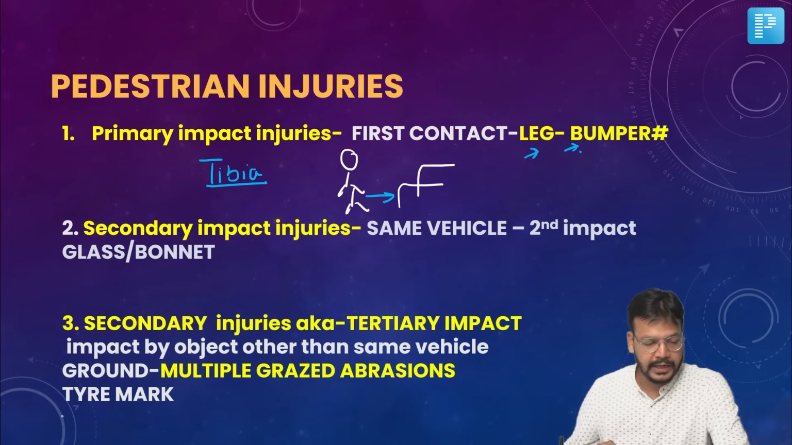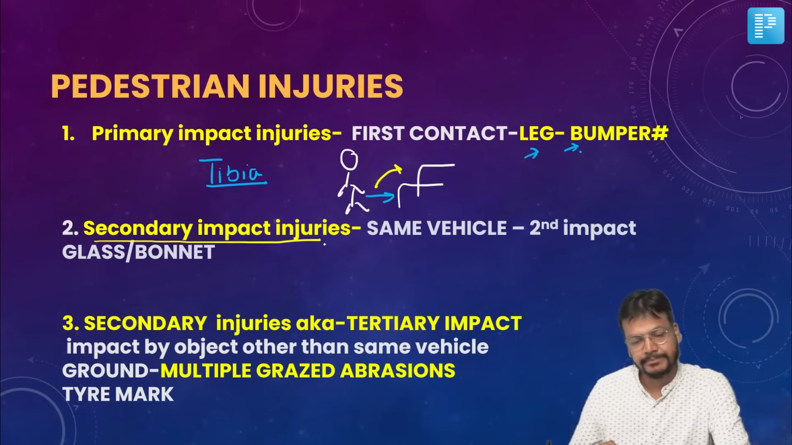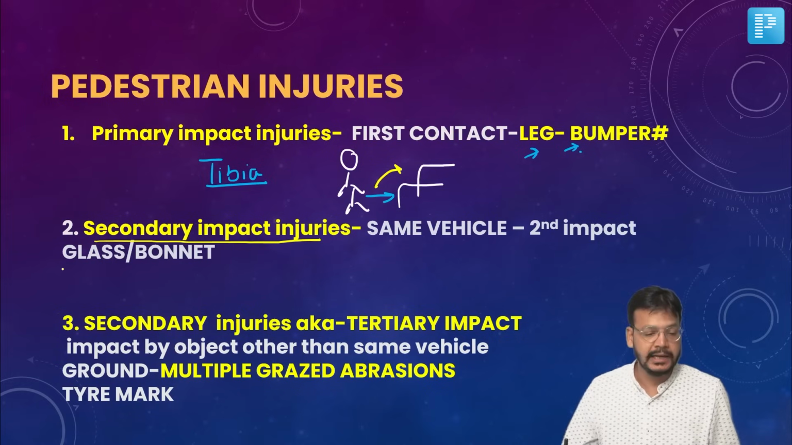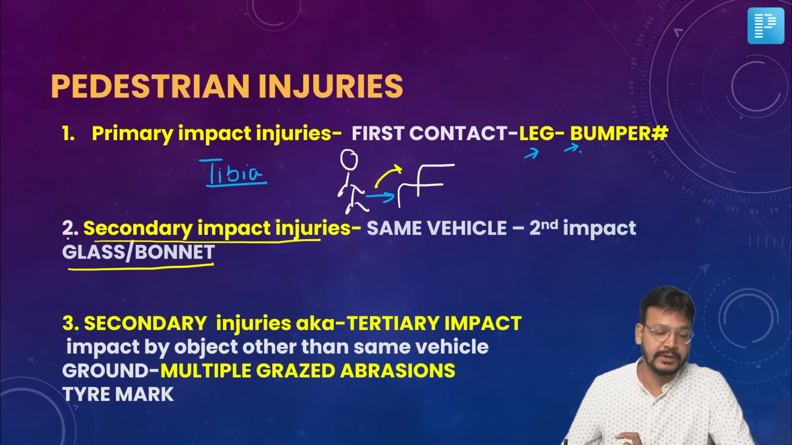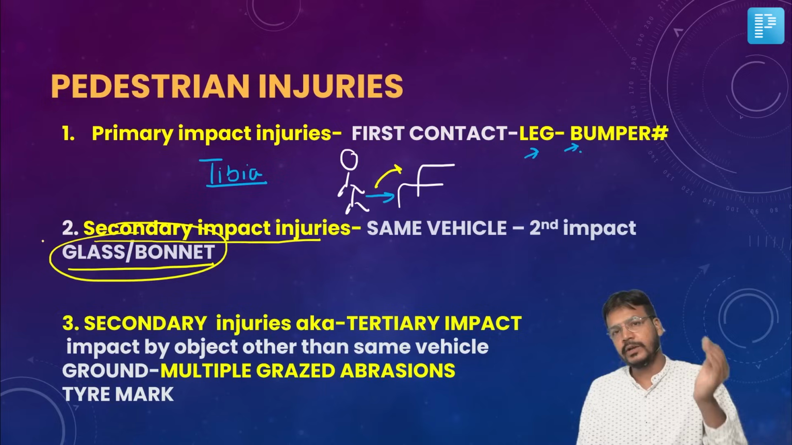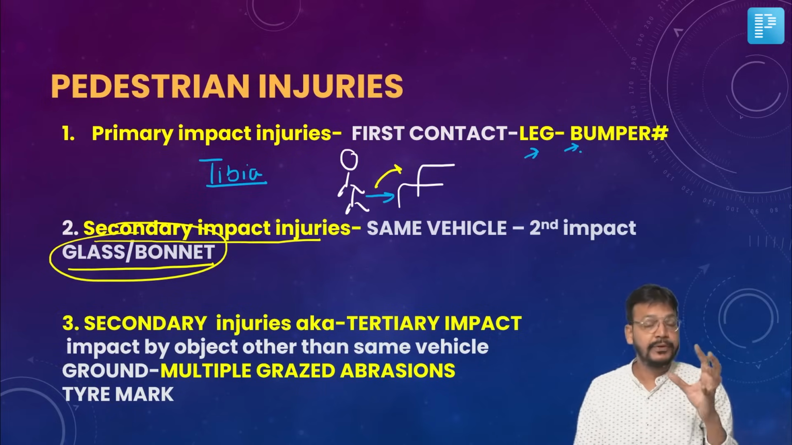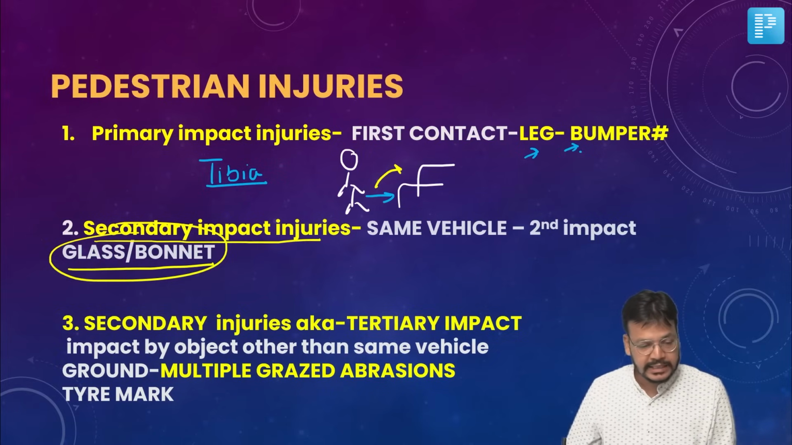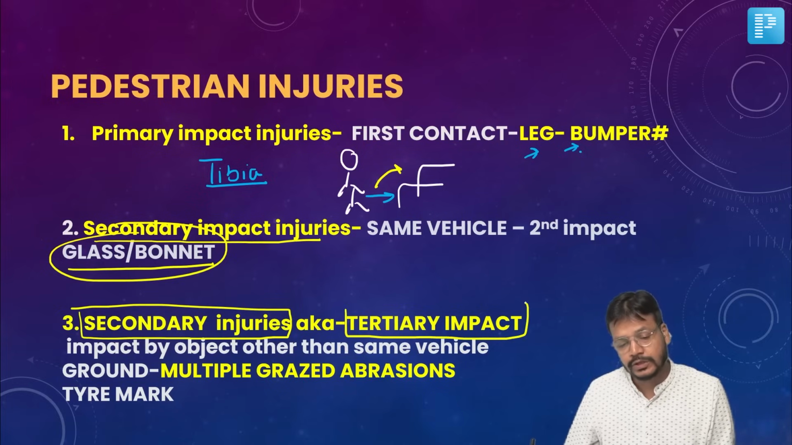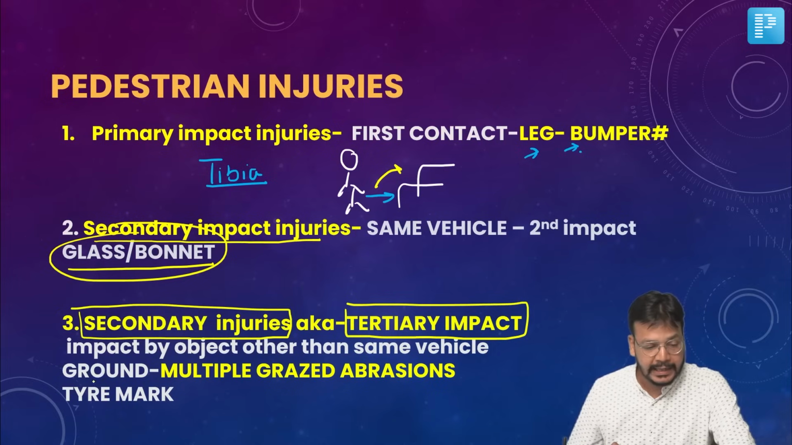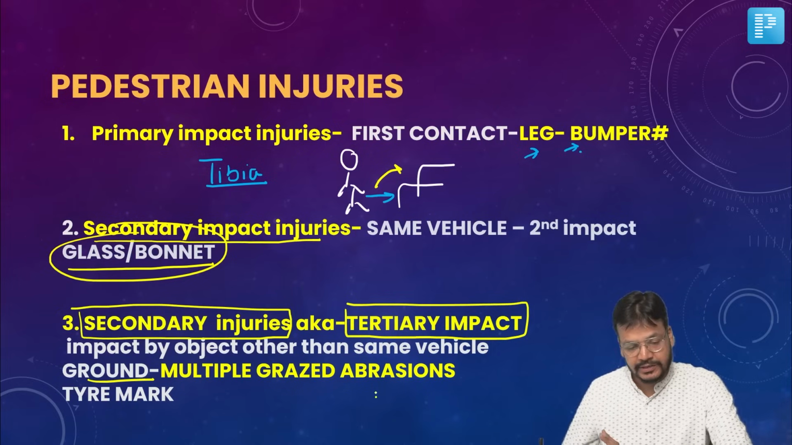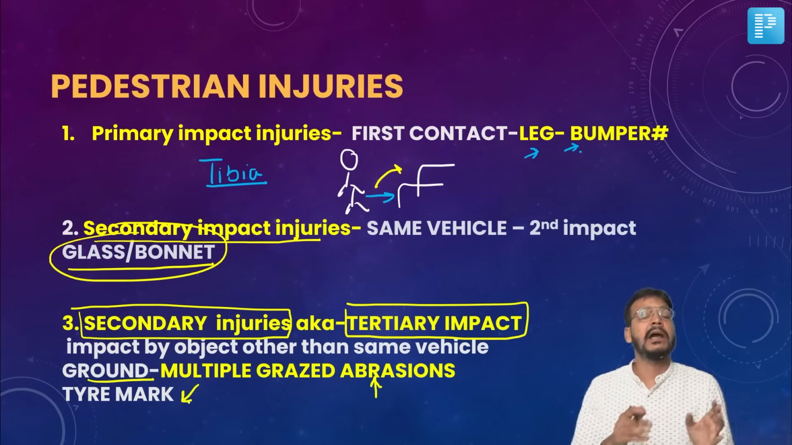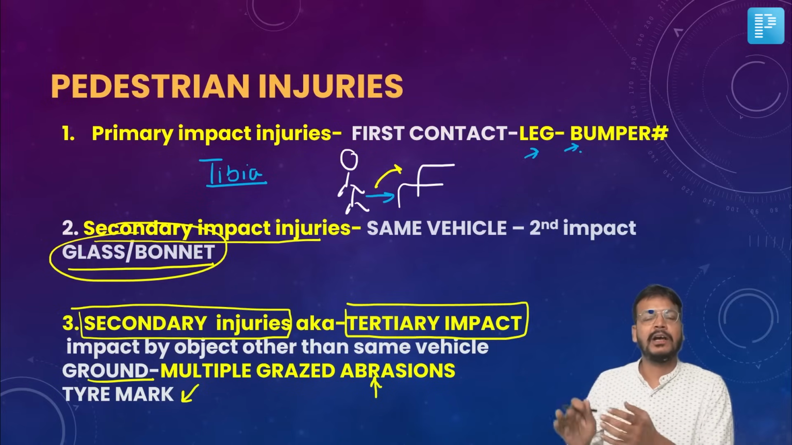Now, sir, going above, it is secondary impact injury. Yes, you are hitting the same vehicle; it is injury caused by glass and bonnet. So, two things: glass or bonnet causes secondary impact, and the first impact, leg, bumper fracture with tibia, is the primary impact. Now, sir, this favorite MCQ: secondary injury, not secondary impact, which is also known as tertiary impact. When you are hitting the ground, two possible injuries: multiple graze abrasions, and a tire mark, because if you go below the car or vehicle, there is a tire mark.